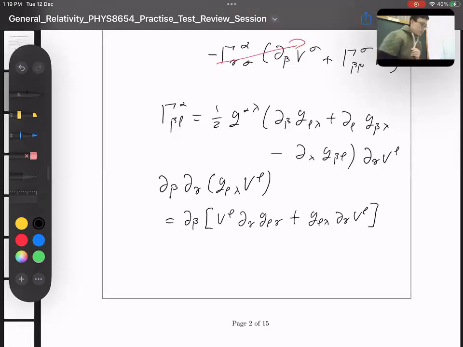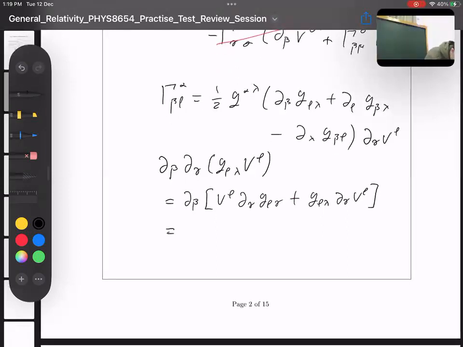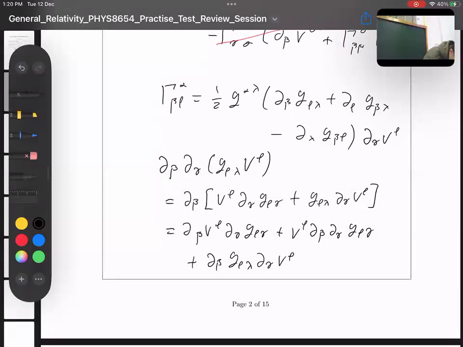But the next step is to take the second derivative, partial beta, partial rho, partial gamma. So it seems that I'm doing something that is really stupid because I'm making it more complicated. But you will start to see why this is a cool trick. Do you see it now?